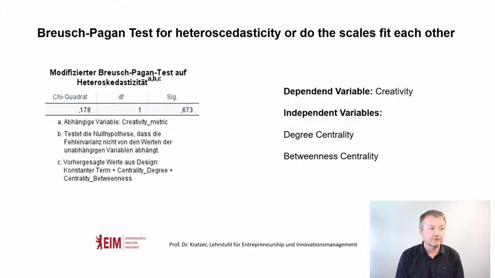Then we have to look for heteroscedasticity. That means when you have two scales, like creativity 1 to 7, and degree centrality 1 to 100, betweenness 1 to 100, the scales have to fit and not lie next to each other. Otherwise you cannot explain the dependent variable with the independent variable. And that has to be checked. And here we see it's fine. It's not significant, which would indicate that the scales are not fitting.